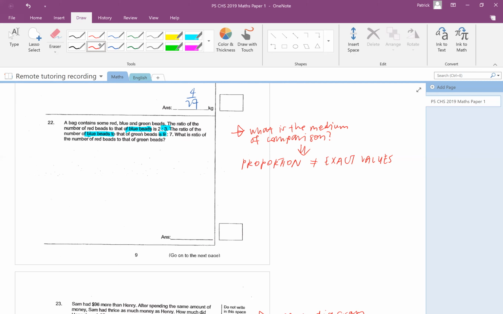So let's just write out first. Red is to blue would be 2 to 3, and then blue is to green is 9:7. So the good thing about this is that 3 can easily be converted to 9. Likewise with 9 to 3. But I think it will be easier if we just convert 3 to 9.